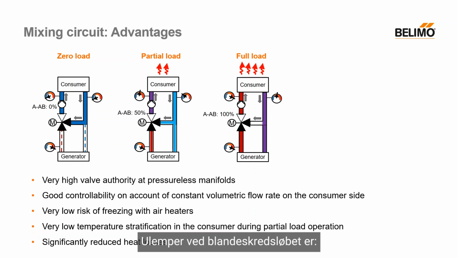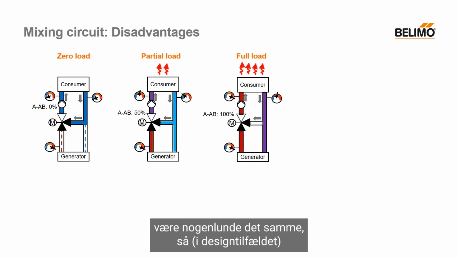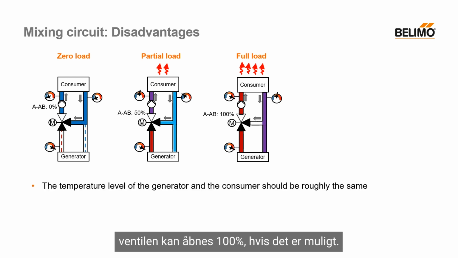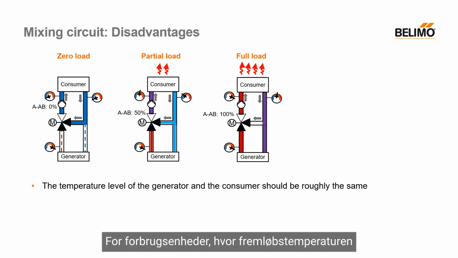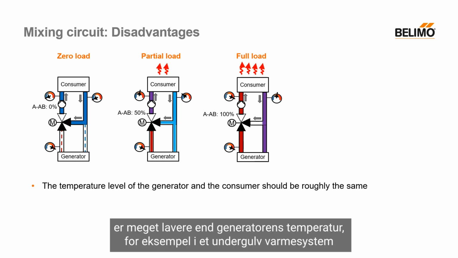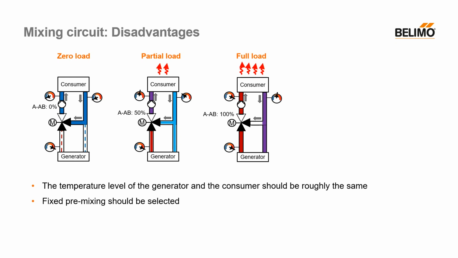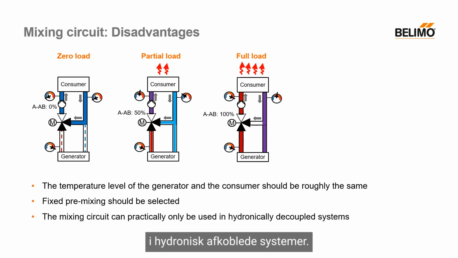Disadvantages of the mixing circuit: the temperature level of the generator and the consumer should be roughly the same so that, in the design case, the valve can be opened 100% if possible. For consumers whereby the supply temperature is much lower than the generator temperature, for example in an underfloor heating system, a mixing circuit with fixed pre-mixing should be selected. The mixing circuit can practically only be used in hydronically decoupled systems.